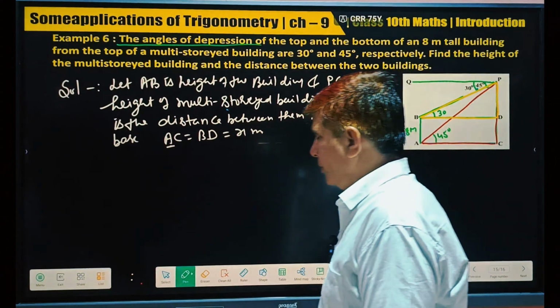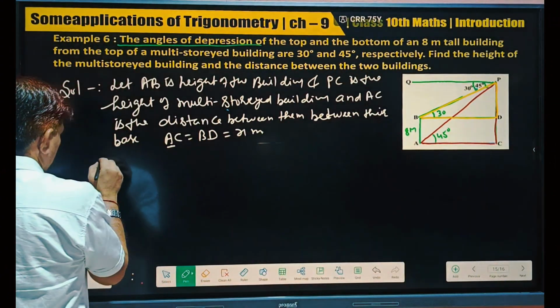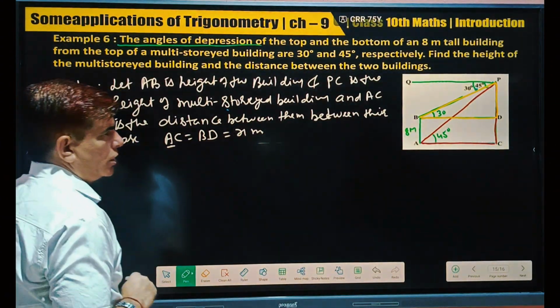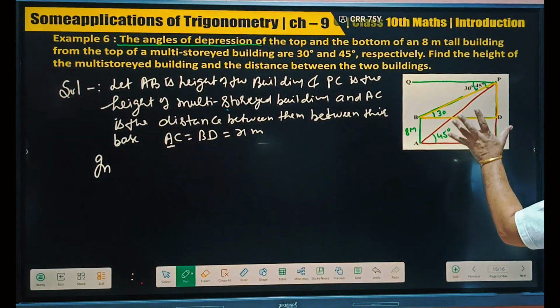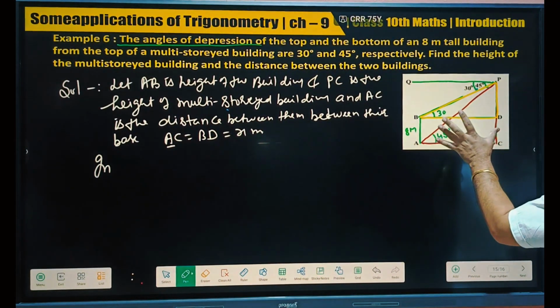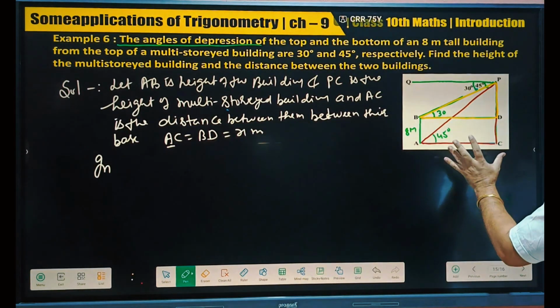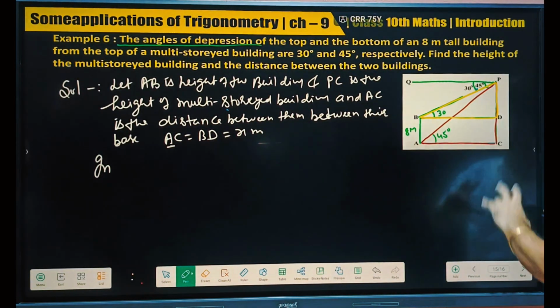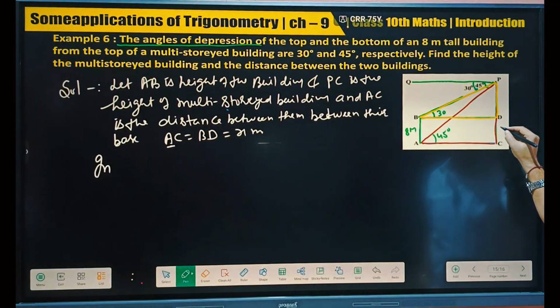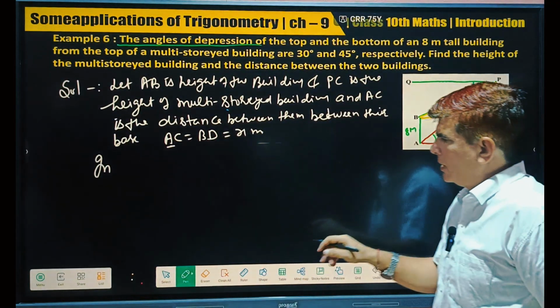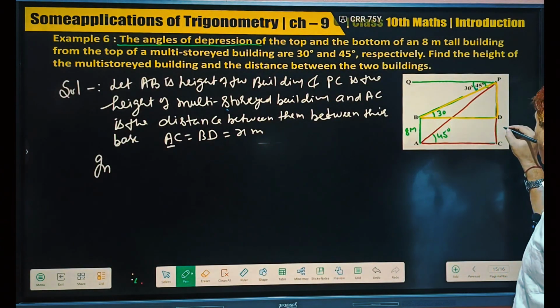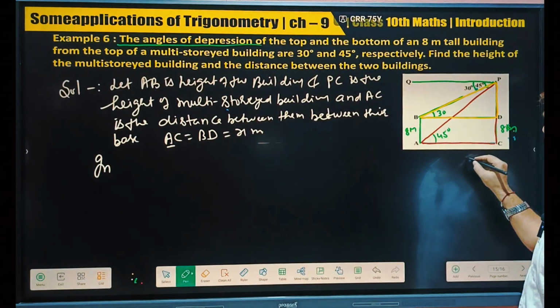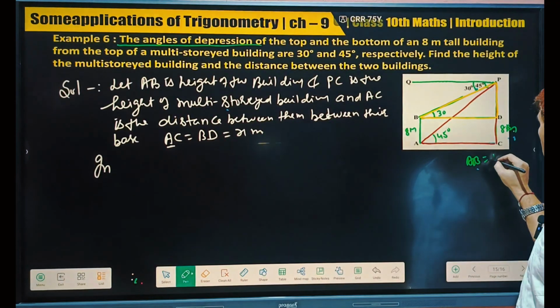So we can start like this. How is it possible? First we will find out this AC or BD. Understood? After finding this, easily we can find out DC. This is also 8 meter. Why? Because AB equal to DC.